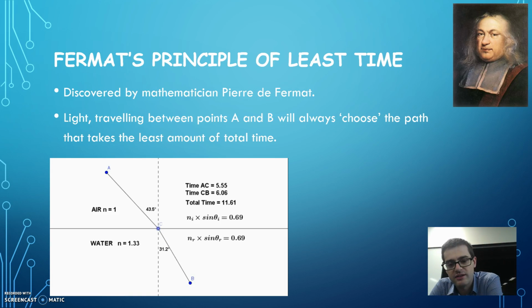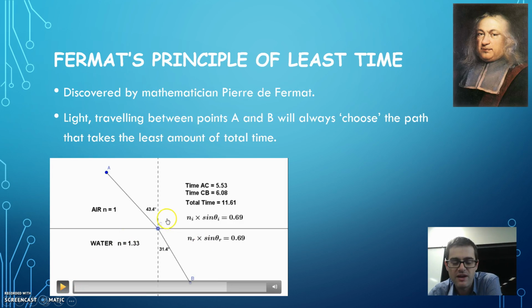Now if we were to take that and move it to different positions, we'll see that it's no longer equal at other positions. So that point we were at before, the point that takes the least amount of time, which is the actual path that the light ray takes, that'll be the point where those two things are equal. So that's the point we want there. At that point, which is the path we know that light ray actually takes, Ni sine theta I and Nr sine theta R will be equal. They'll both be equal to 0.69.